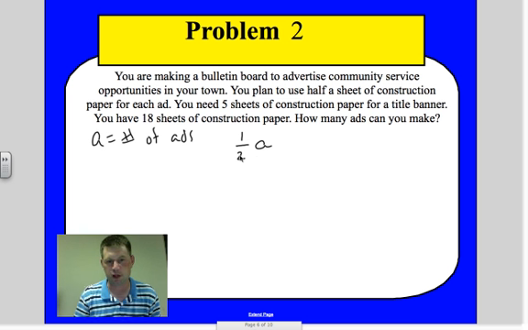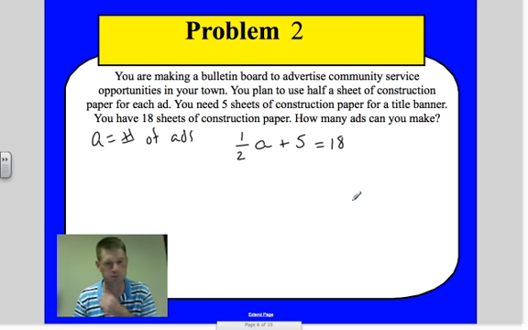Okay, if I use 1, I need a half sheet of paper. 2, I need a whole sheet of paper. But I do know that I'm going to put this up in the school somewhere to advertise. It's going to take me 5 sheets just to put the title. So there's the 5 for the title. That has to equal 18 because that's all I have. So there's my equation.